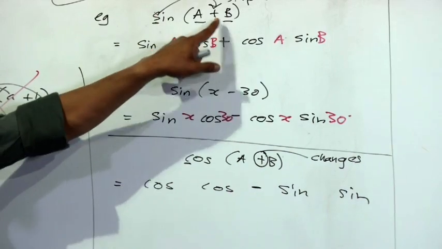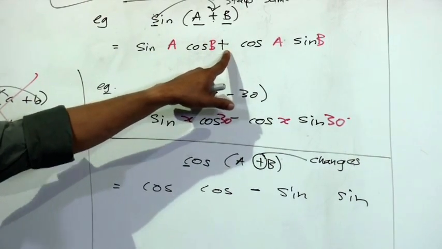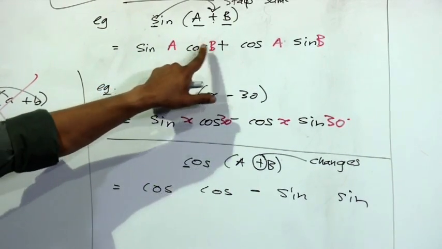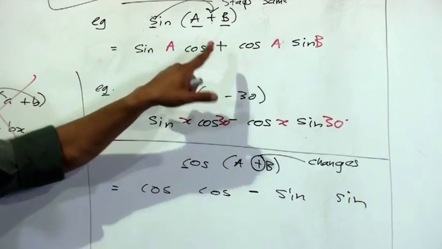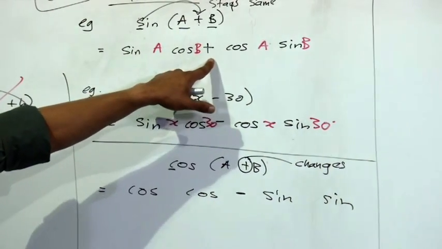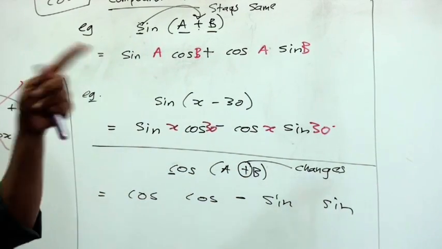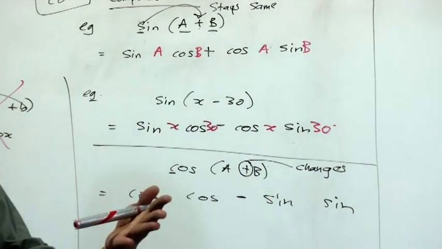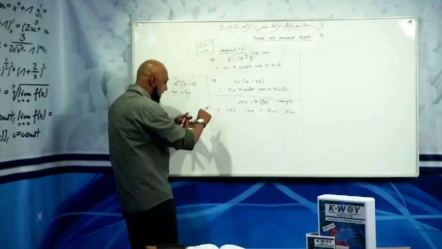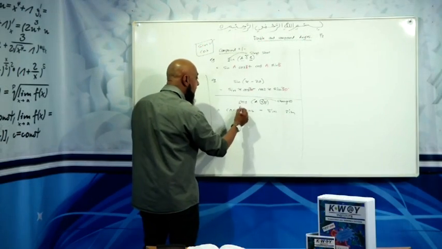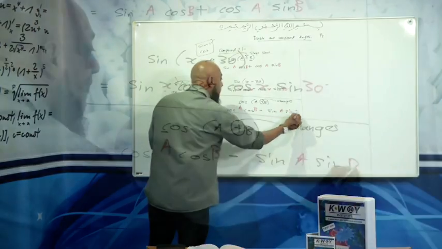With sine, the middle sign stayed the same. So it's sine A times cos B plus cos A times sine B. For sine, the sign stayed the same. For cos, the sign changes. So if it was positive, it will become negative. If it's negative, it will become positive. And now you can just put in your reference angles, A, B, A, B.